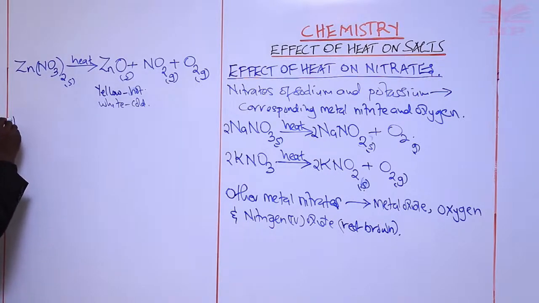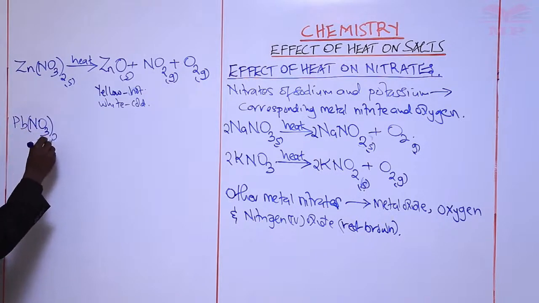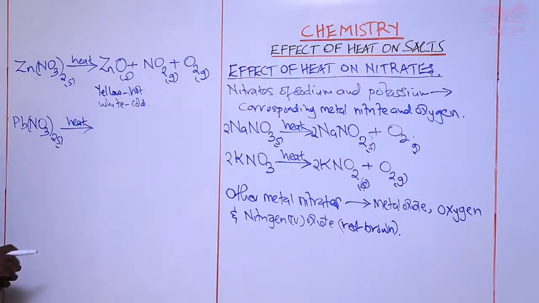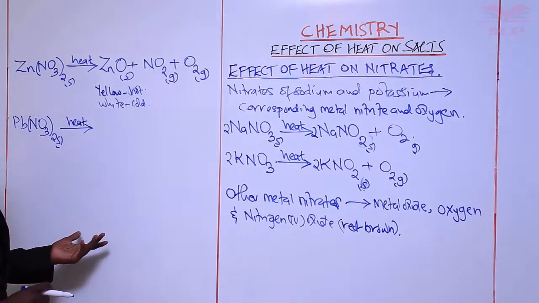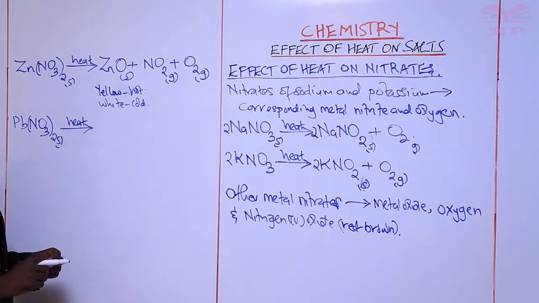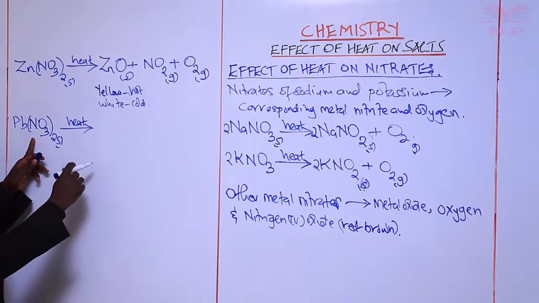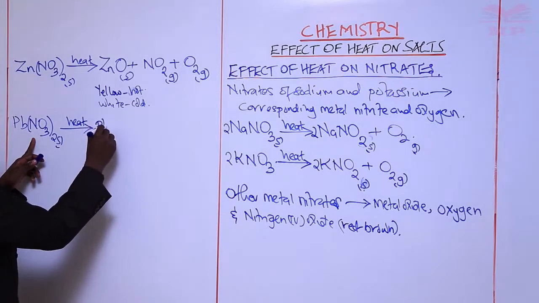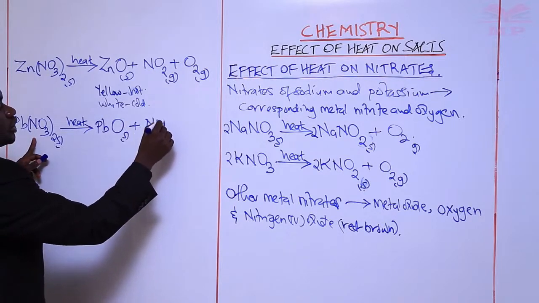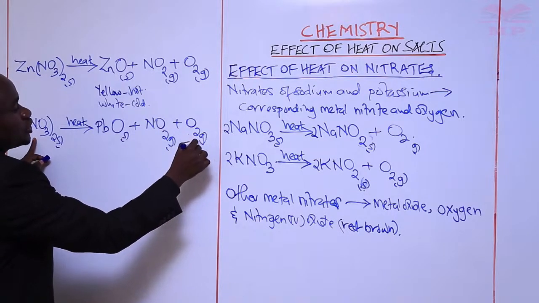The other metal nitrate is lead nitrate. Remember, these are some of the elements found in the middle of the reactivity series, which we have said decompose on heating to give you the corresponding metal oxide. So for lead nitrate, one of the products will be lead oxide, which is a solid. The other product will be nitrogen oxide gas. Then the other product will be oxygen.